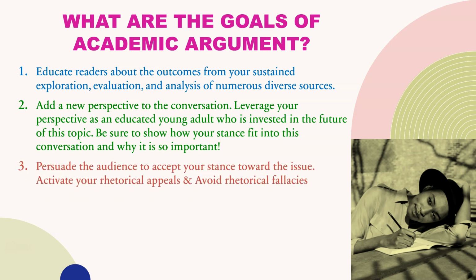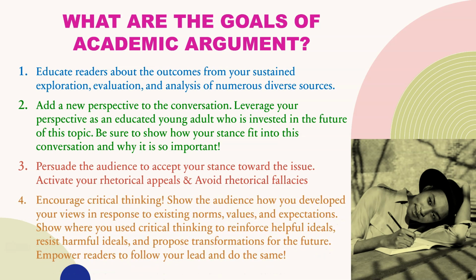Number three, of course, is persuasion, persuading the audience to accept your stance towards the issue. And we're going to do this by activating those rhetorical appeals to ethos, pathos, logos, and of course, by avoiding rhetorical fallacies. So let's not get carried away down a slippery slope argument. Let's not get sloppy with misrepresenting the opposing viewpoint. We'll practice the things that we've learned already. And finally, number four, the purpose of writing this argument to your audience is to encourage critical thinking.